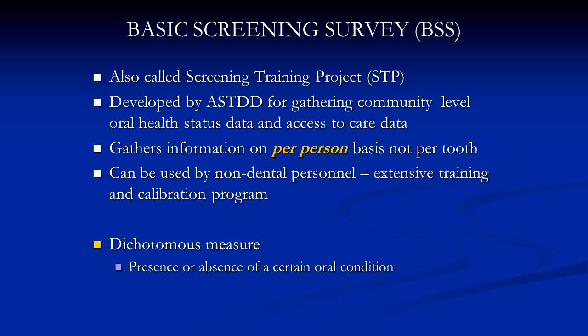So some other indices, the biggest one is the Basic Screening Survey, or the BSS. Sometimes we also see it called the Screening Training Project, or the STP. This was developed by the ASTDD, which is the Association of State and Territorial Dental Directors. So it's a public health group. And basically, they developed the BSS to gather community level data, and not only for oral health status, but sometimes even access to care data.